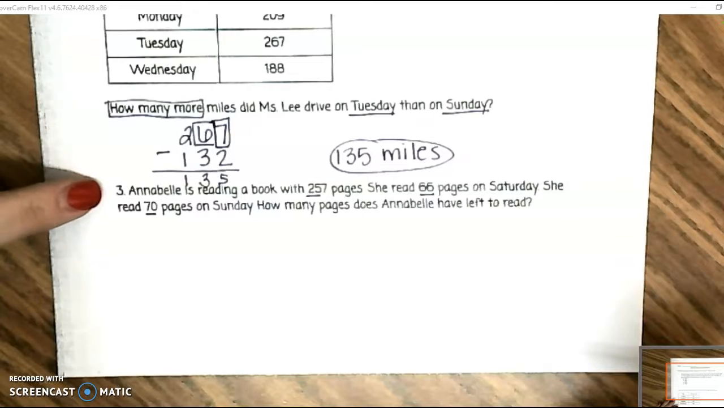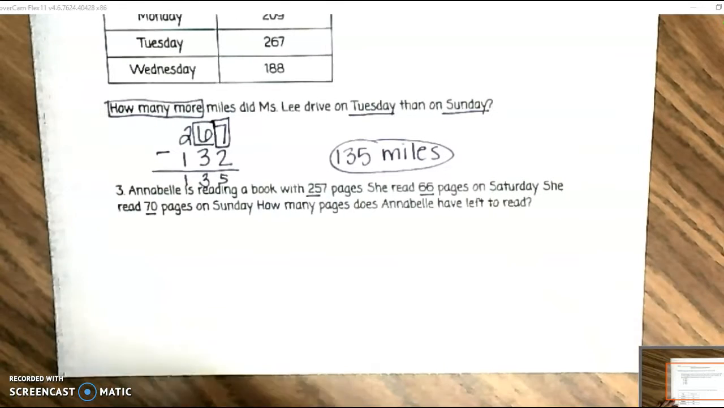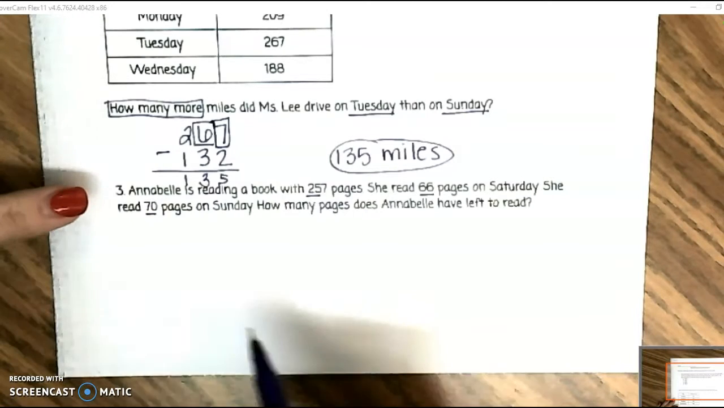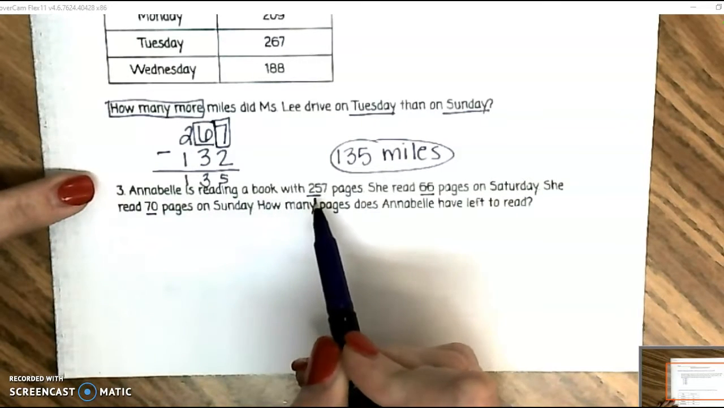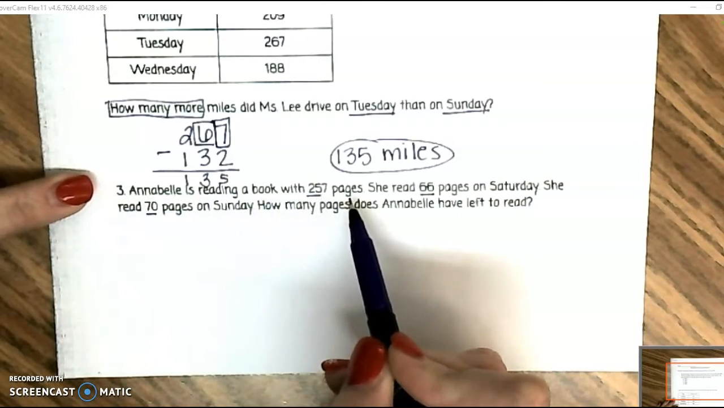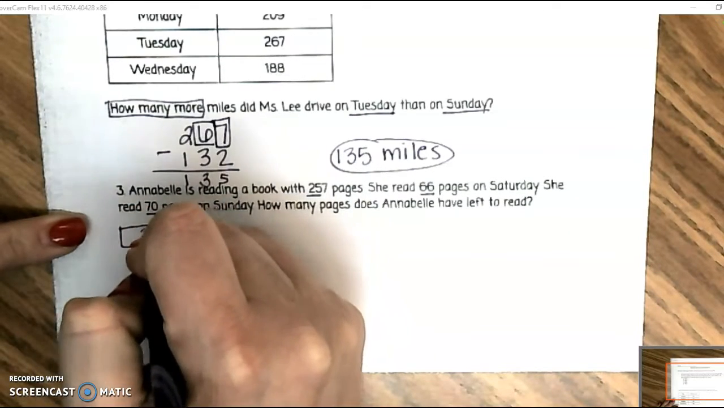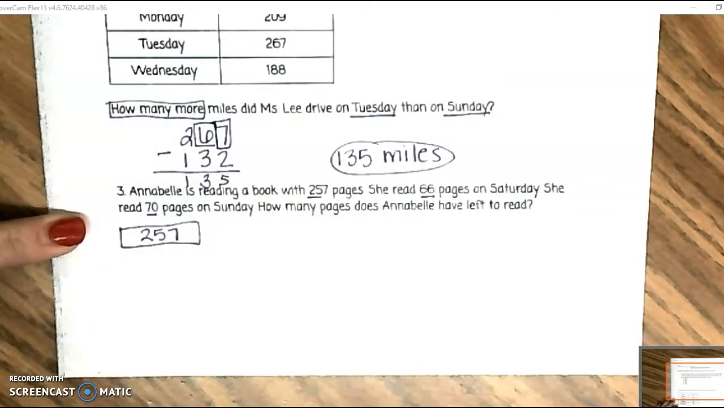So that is going to tell me that I have to do more than one step. Okay? When there's more than one step, I like to start from the beginning and see what it says because it's going to be more about comprehending what I read. Annabelle is reading a book with 257 pages, meaning if I have a book here, this whole book is 257 pages. Okay.